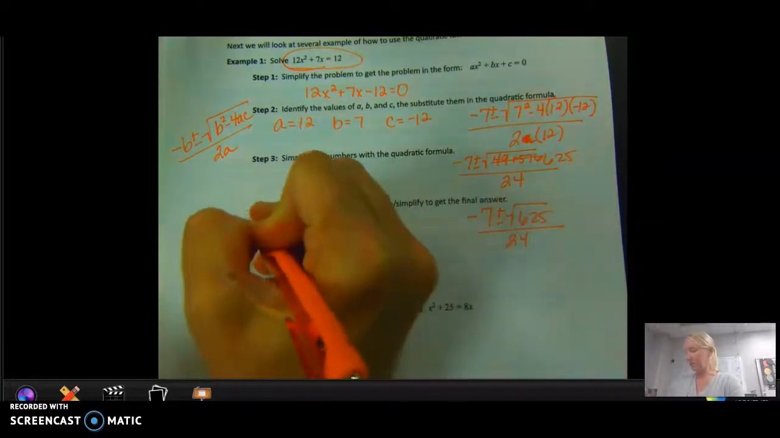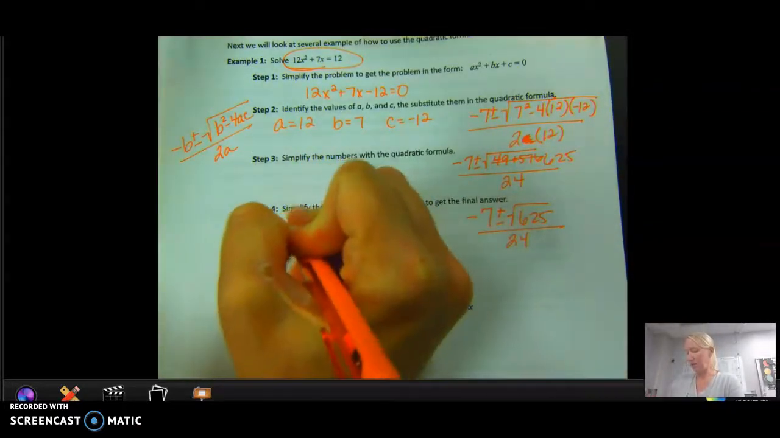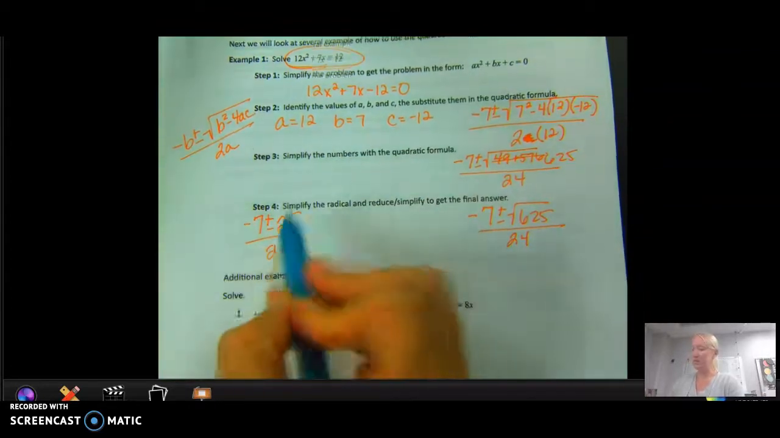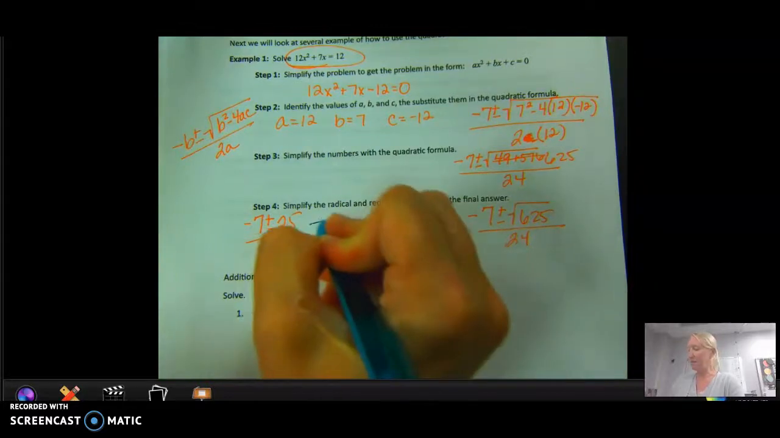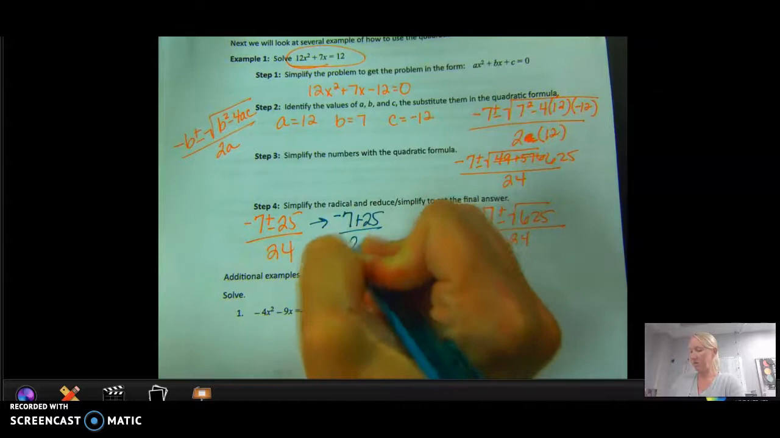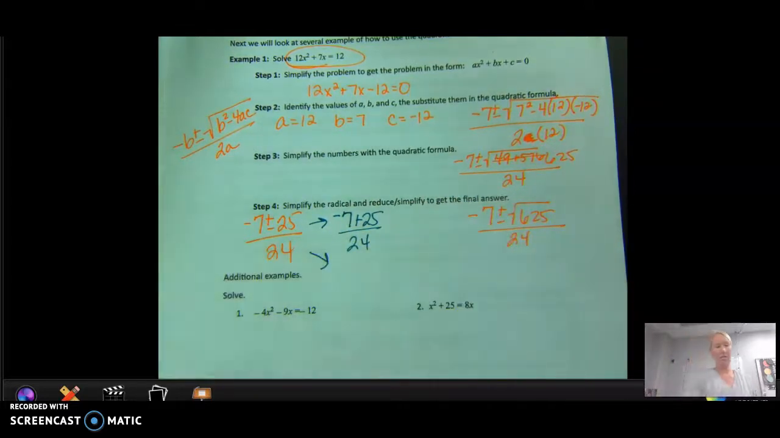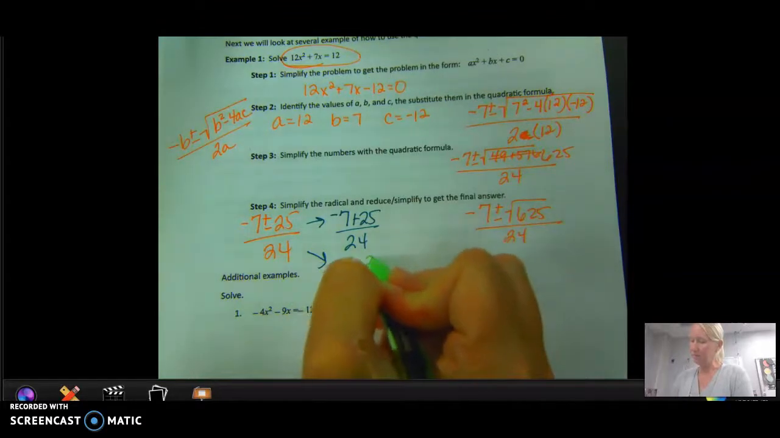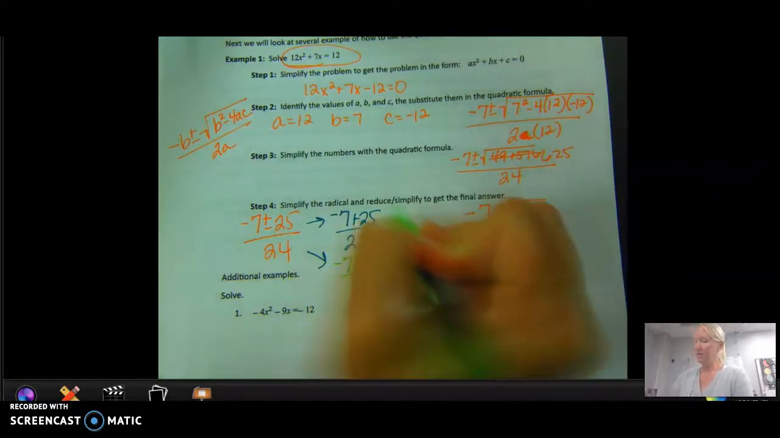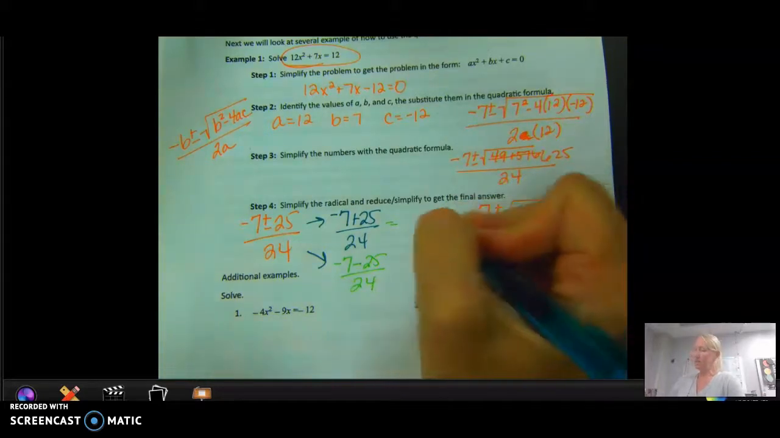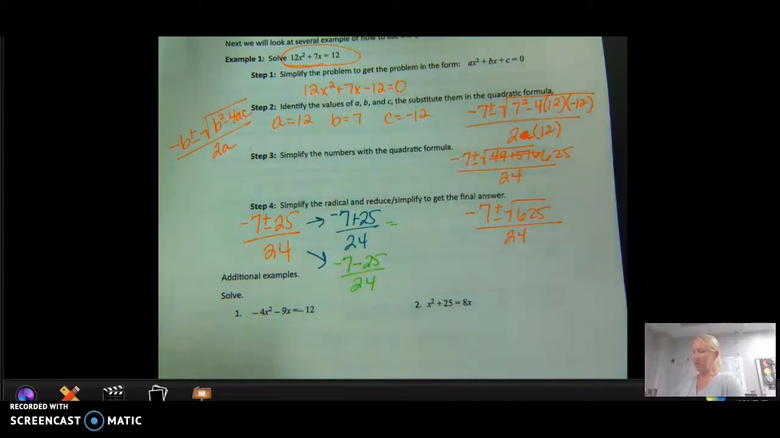So I get negative 7 plus or minus 25 all over 24. I get two solutions because I have a plus and a minus. What that means is I do negative 7 plus 25 over 24, and then I do negative 7 minus 25 over 24. So negative 7 plus 25 is 18. Negative 18 over 24.